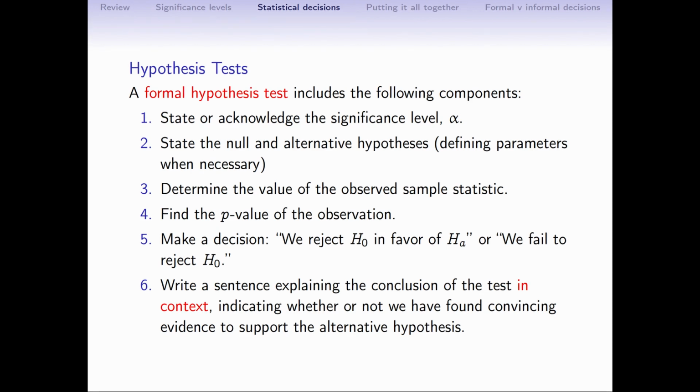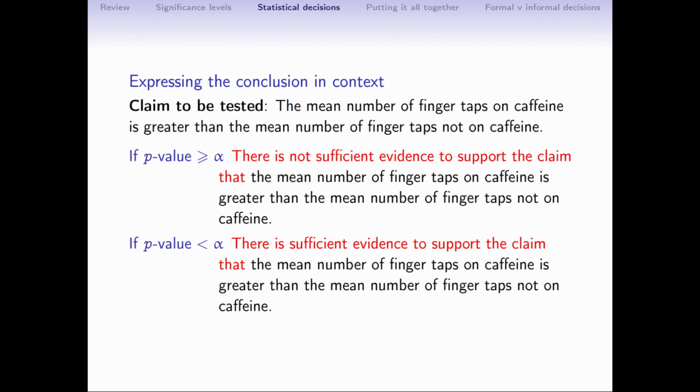So I'm going to put all of this together and show you how to conduct a couple of hypothesis tests where we run through all 6 of these parts. But before we do that, I want to dig in a little bit on number 6. I want to talk about how we would write a sentence explaining the conclusion of the test in context. So let me show you this in the context of this specific claim. The mean number of finger taps on caffeine is greater than the mean number of finger taps not on caffeine. That's our claim to be tested. We're testing for whether the presence of caffeine in the system will elevate your finger tapping rate. We're looking for evidence that caffeine will elevate your finger tapping rate.